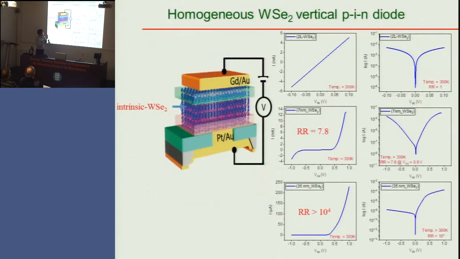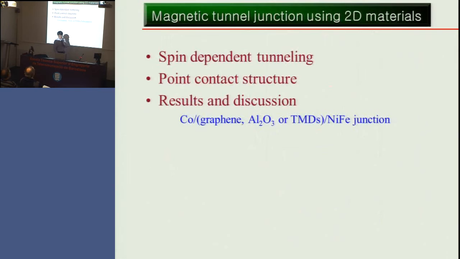And keep going. Our way to make a PN junction is not simply a lateral device. You could stack like this and make PN junctions in a purely vertical way as well. And here it also shows nice rectification. Anyhow, there are so many interesting things you could make using two-dimensional materials. So this is one part.